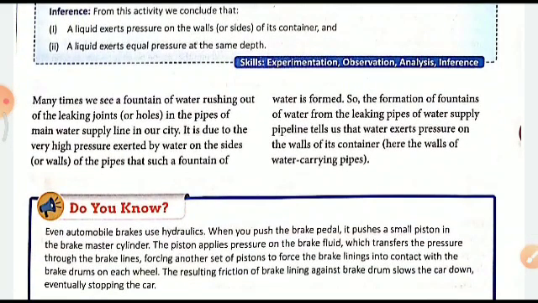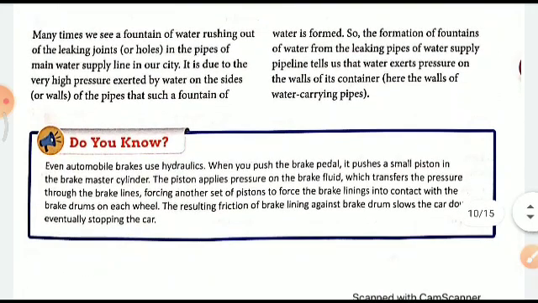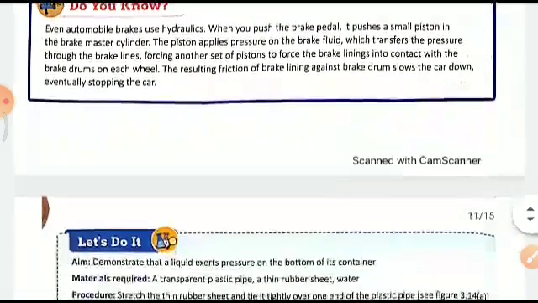Many times this is due to the very high pressure exerted by water on the sides of the pipe, so that such a fountain of water is formed. So the formation of a fountain of water from leaking pipes of a water supply pipeline tells us that water exerts pressure on the wall of the container, right?